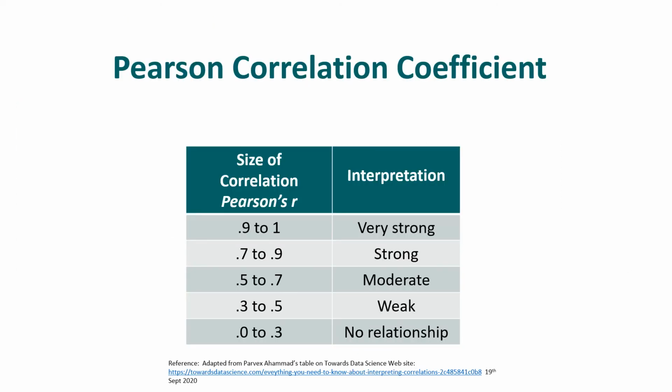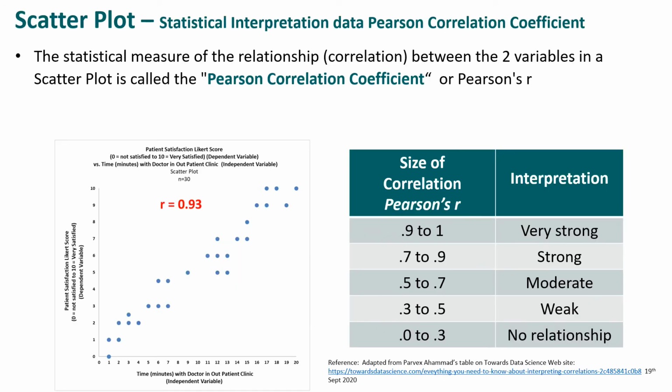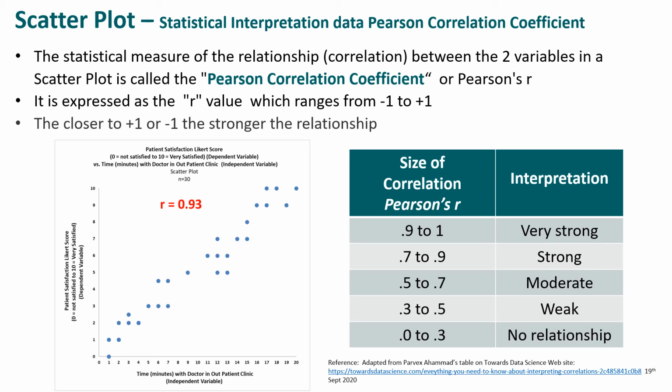We will now explain the Pearson correlation coefficient. With scatter plots, there's actually a formal way of interpreting the strength of the relationship, and this statistic is called a Pearson's correlation coefficient. So the measure of the relationship or the correlation or the association between two variables in a scatter plot is called the Pearson's correlation coefficient, or Pearson's R. It's expressed as an R value which ranges from -1 to +1. The closer to +1 or -1, the stronger the relationship.